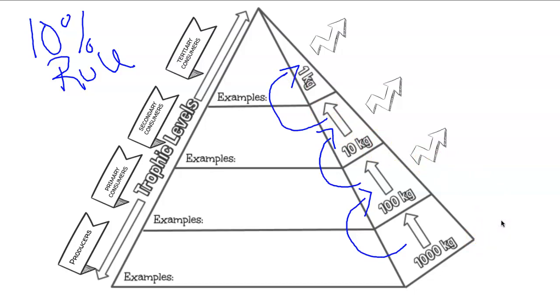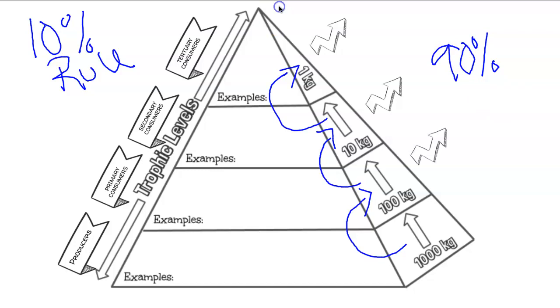It's always 10% of what is available. So if only 10% is being passed on, what happens to this other 90%? Okay? We have to account for that other 90%. That 90% is lost. Okay? And it's lost as respiration, it's lost through heat, and it's lost through excretion. So releasing of liquids and solids from the organism. Okay? So 10% moves on, 90% of that is lost. Okay? And again, we'll talk a little bit more about it being lost in a moment.